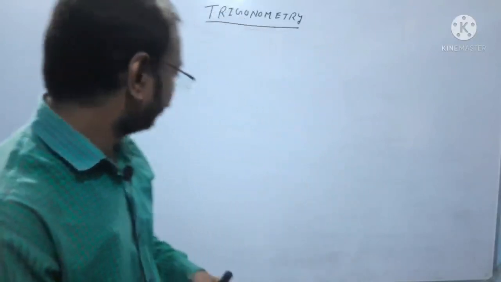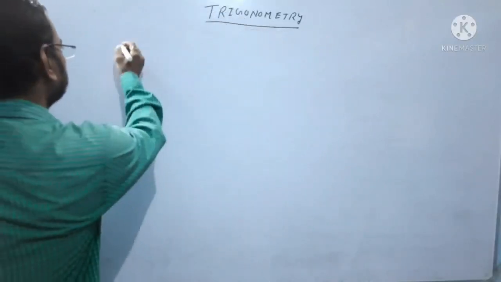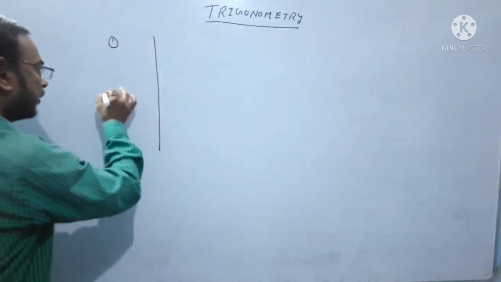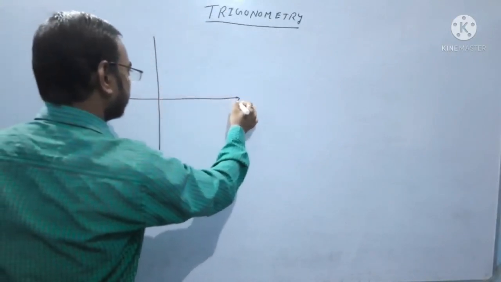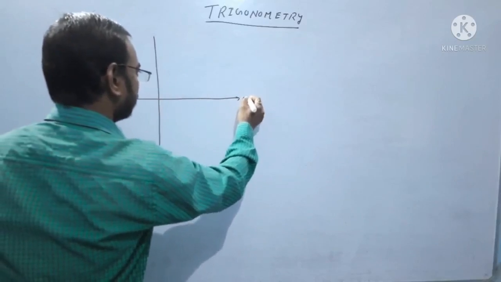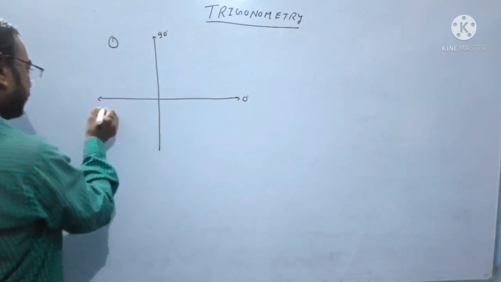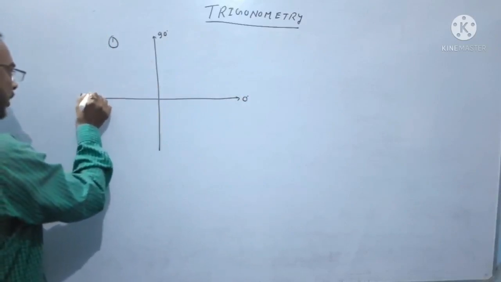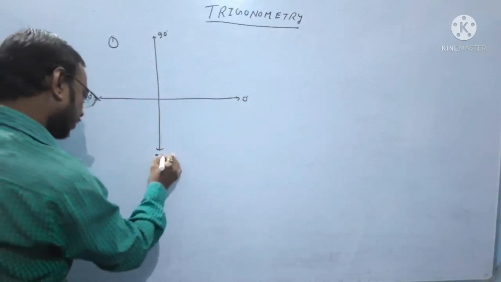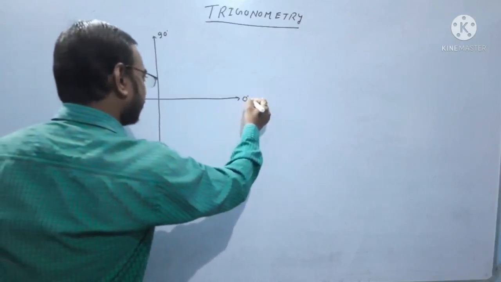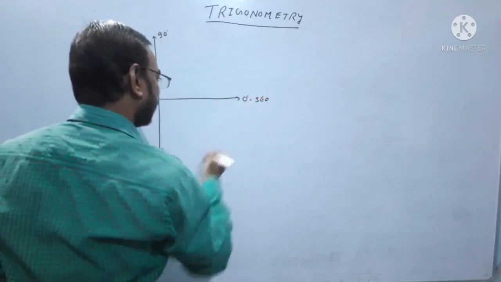Let's see. So first of all, we must remember that this is 0 degree. If we move here, then this is 90 degree. This one is 180 degree. This one is 270 degree. If we move another, then it is 360 degree.